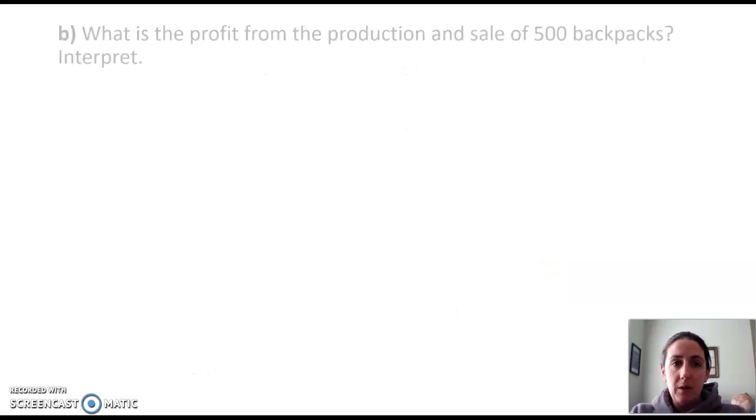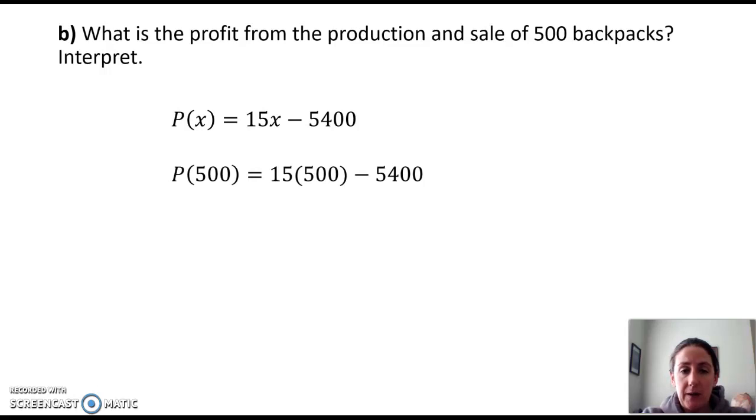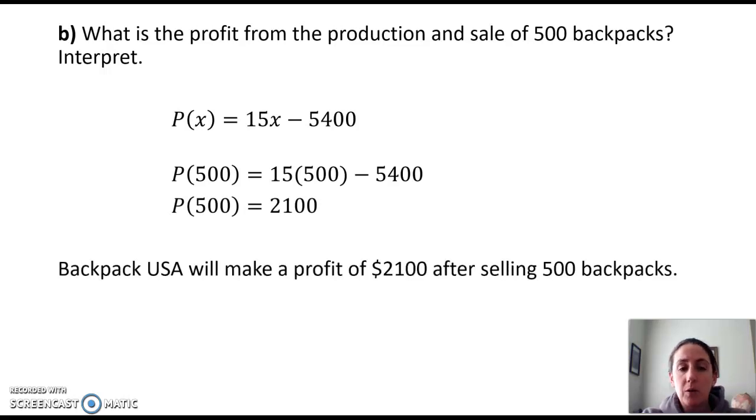Along this same example, what is the profit from the production and sale of 500 backpacks? So remind ourselves what our profit function was, 15 times however many backpacks you produce and sell, minus 5,400. So that's telling you if you sell x backpacks, this profit function will give you how much money you make in profit. So if I want to know the profit for 500 backpacks, I'll plug in 500. 15 times 500 minus 5,400 is $2,100. So what does that mean? That means that if you produce and sell 500 backpacks, you'll make a profit of $2,100.